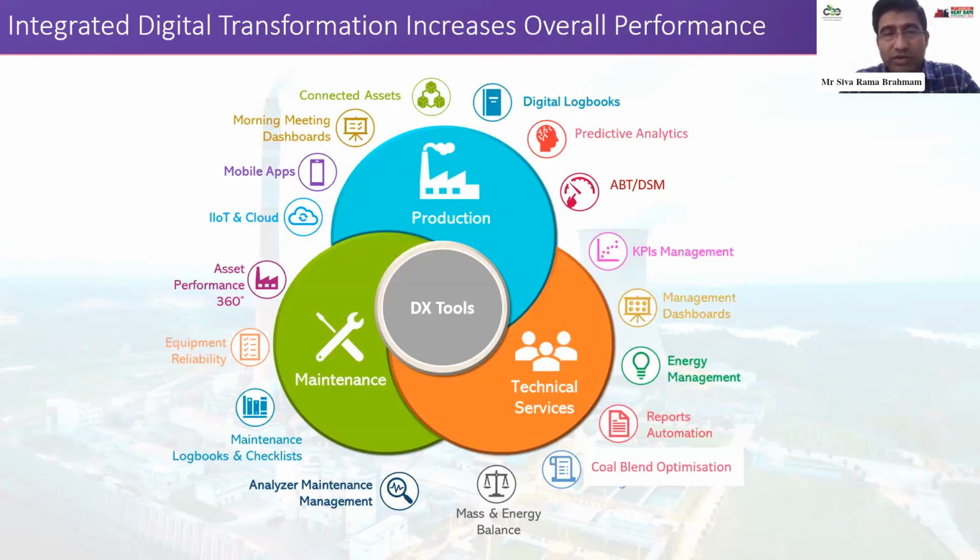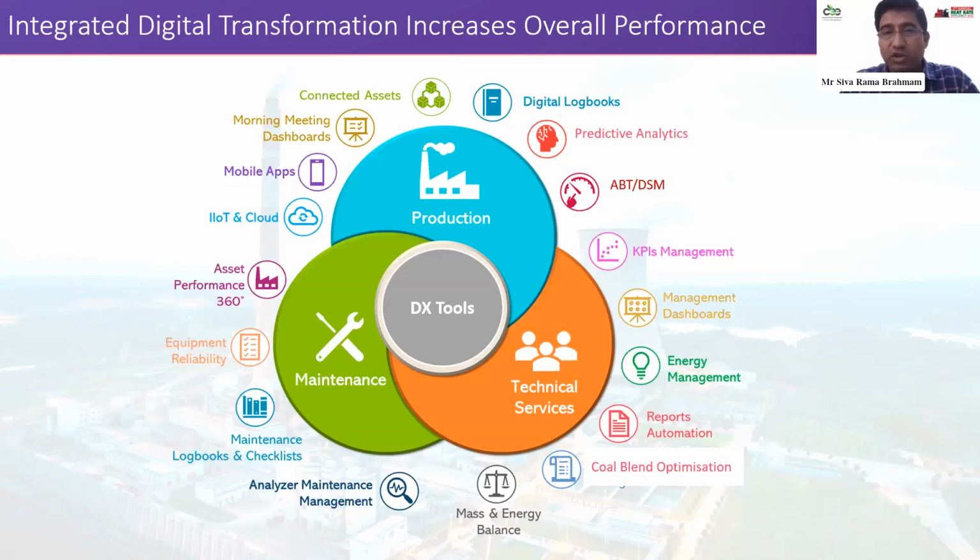So at Jaajitech, we provide the digital solutions for the integrated digital transformation of power plants. When it comes to production, we provide the connected assets. We bring all the data of your PLCs, DCS, SCADA, energy meters, ABT meters, laboratory, everything into one platform and use the data for heat rate calculation, efficiency calculation, performance monitoring, and giving real-time visibility in mobile apps and web apps and everything.